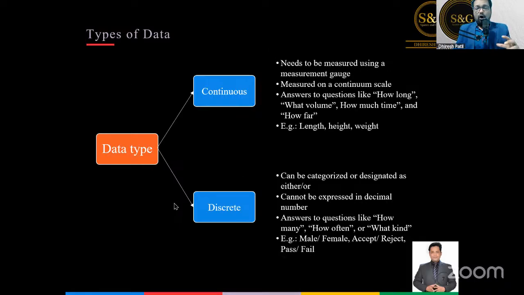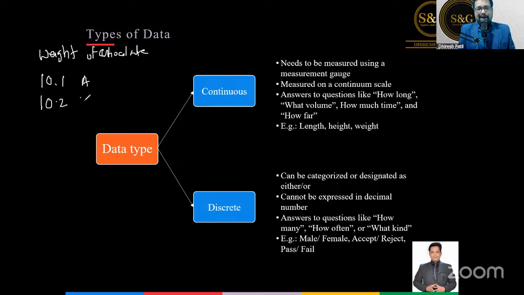Always remember this: continuous data always gives us more information. Let me give you an example. Let's say there is a weight of a chocolate, and I am the quality inspector. My rule is that anything less than 10 grams is a defect, and I will not accept it. I check the first sample, which is 10.1 grams, which is okay, so I accept it. The second sample comes, 10.2, I accept it. The third sample comes, 9.9, I reject it. Again 10, I accept. Again 10.2, I accept, and so on.